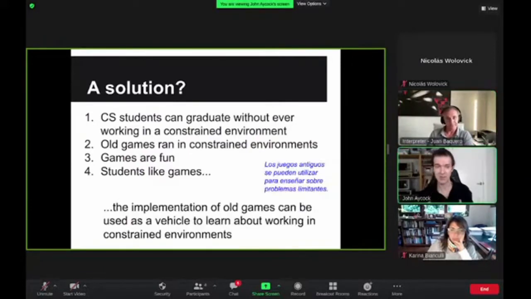What I realized was that the implementation of old games could be used to teach students about working in constrained environments.